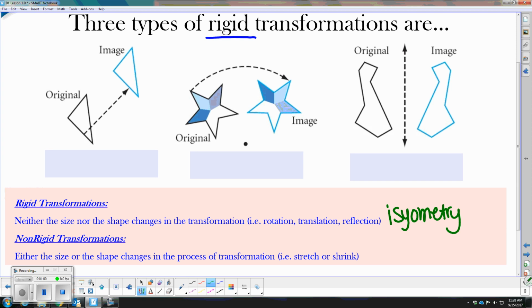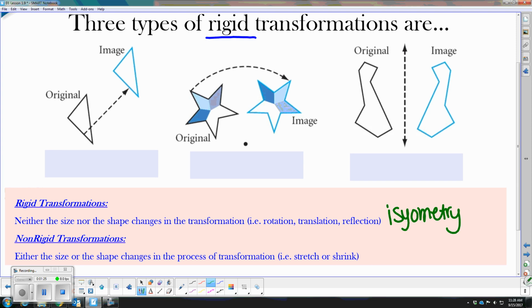So an image that is transformed using a rigid transformation, and we'll go through those types of transformations, but an image that's transformed under a rigid transformation has the same size and shape as the original image and therefore is isometric. So it has isometry.